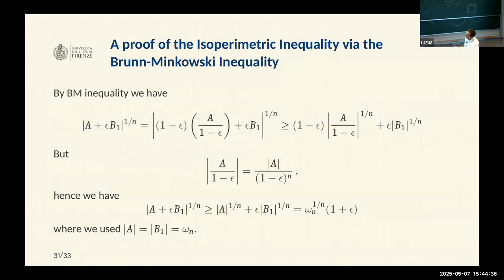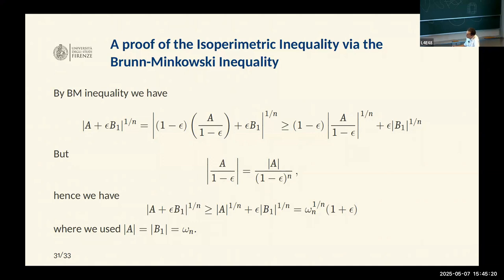Now we have to write down this. Then I take 1 plus epsilon B1 raised to power 1 over n. I write this by multiplying and dividing by 1 minus epsilon. Now we are precisely in the condition of the Brunn-Minkowski inequality. Then this is greater or equal than 1 minus epsilon, the volume of this set raised to power 1 over n, plus epsilon, the volume of the ball to power 1 over n. But the volume of this set is the volume of A divided by 1 minus epsilon to power n, or the area, if you like. Then if you write down what you get, this is greater or equal than the area or volume of A raised to power 1 over n plus epsilon, the area or volume of the ball raised to power 1 over n.